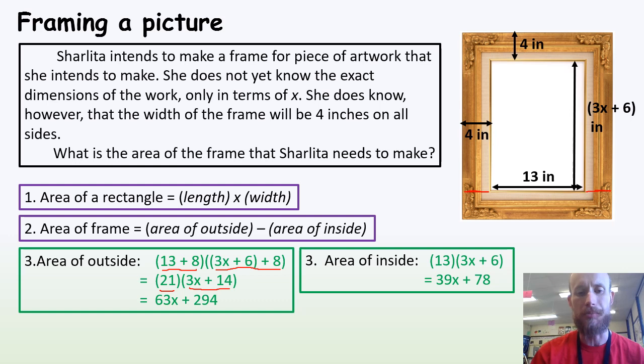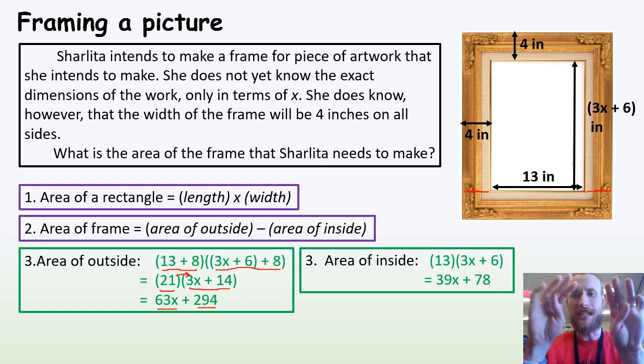It's an unlike term. When you multiply, you're going to use the distributive property, right? We've got a 21 as a multiplier. What's 21 times 3x? 21 times 3 is 63, so we've got 63x. Got to do it twice. What's 21 times 14? Maybe pulling out your calculator here. 21 times 14 is 294. Check my work.